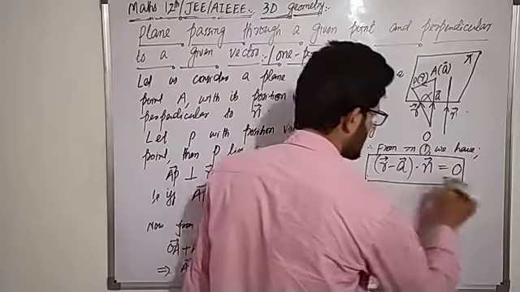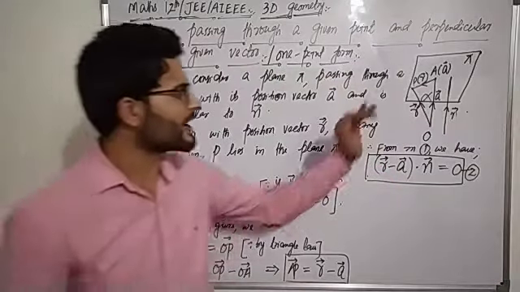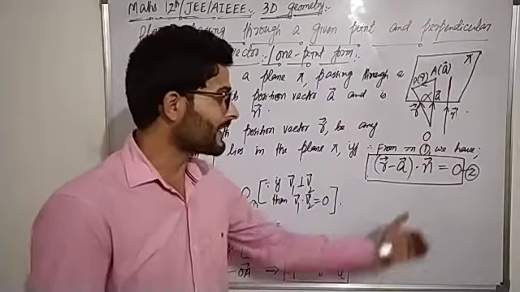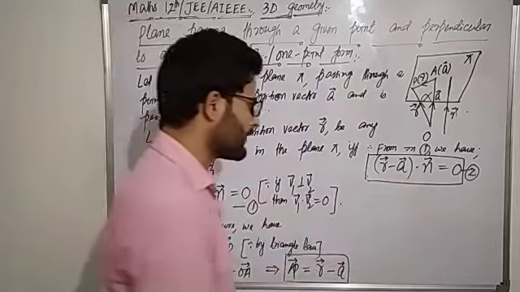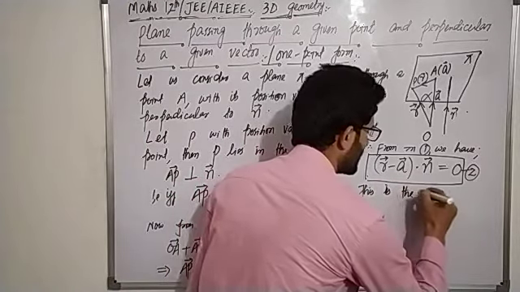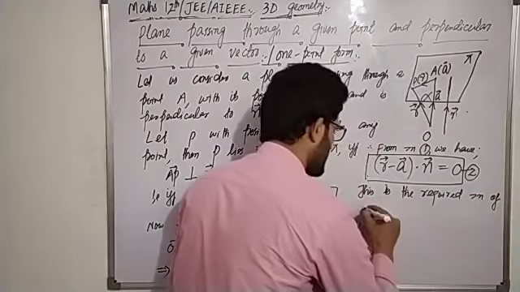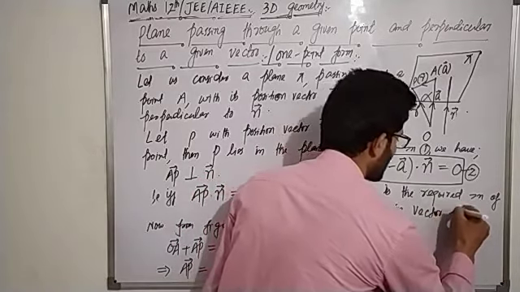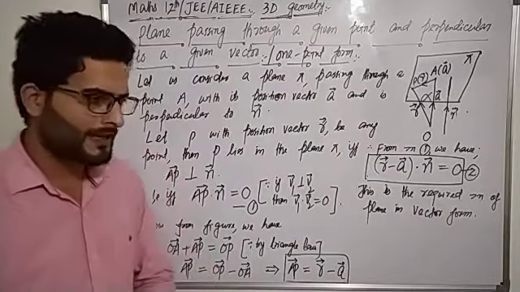Keep that as equation number second, and equation number second will represent the required equation of that plane which is passing through a point and perpendicular to a given vector, in vector form. This is the required equation of the said plane in vector form.